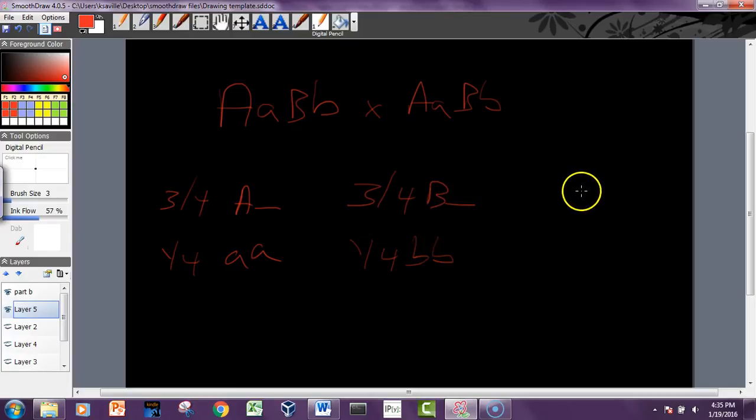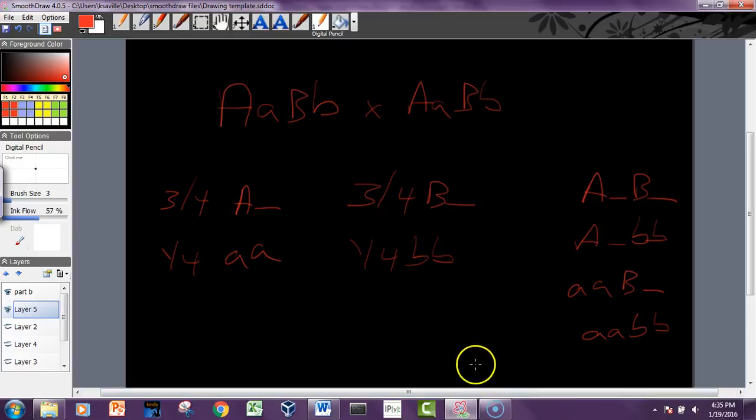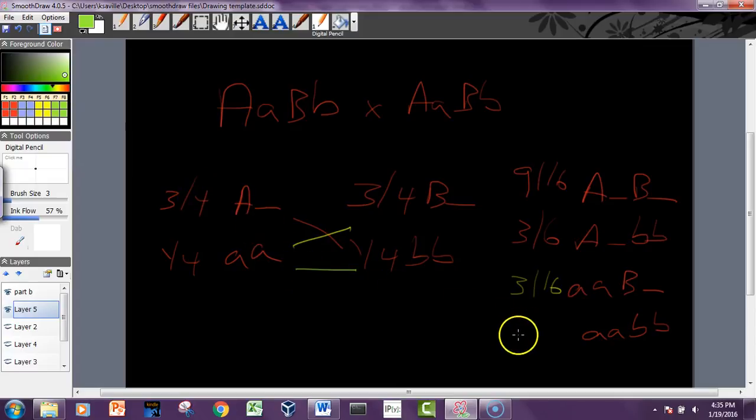And then we know the different kinds of things we can get are this. You guys should really get used to writing this out, because this is the basis of a lot of things. So what's the probability of getting this? 9/16. What's the probability of getting these two guys together? 3/16. What's the probability of getting these two guys together? 3/16. And what's the probability of getting these two guys together? 1/16.